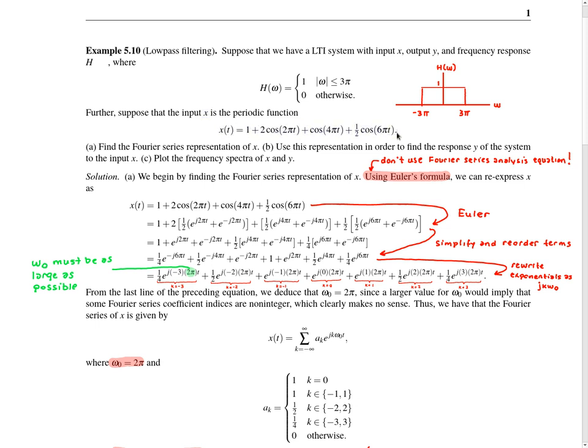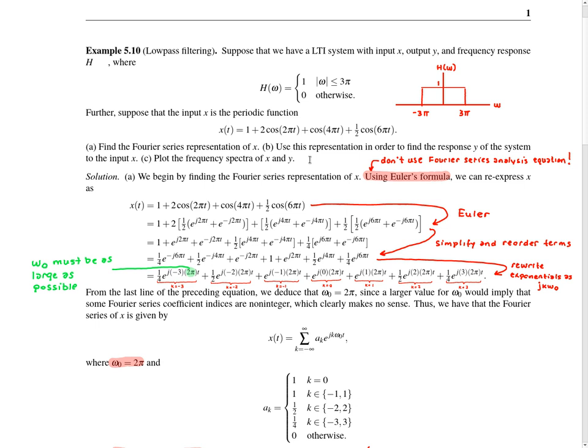And then in this example, we're asked to do a number of things. In part A, we're asked to find the Fourier series representation of x. In part B, we're asked to use this representation in order to find the response y of the system to the input x. And then in part C of the question, we're asked to plot the frequency spectra of x and y. So again, in part A of the example, we're asked to find the Fourier series representation of x. And it's sort of implied in this particular example that we want the Fourier series representation expressed in exponential form.